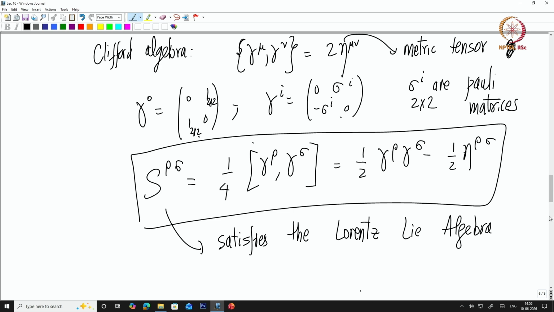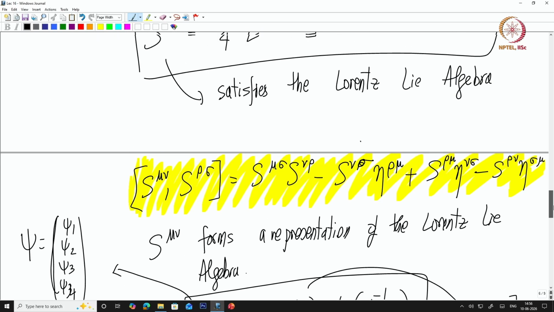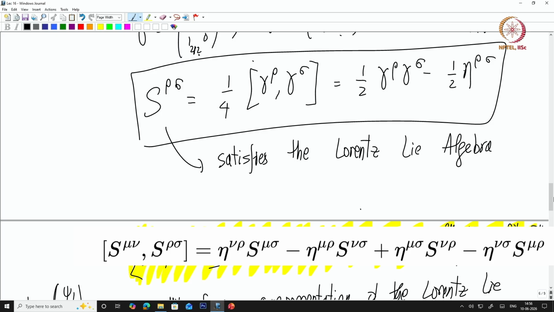The fun part is this commutator of the gamma matrices satisfies the Lorentz-Lie algebra. That means if you take the commutators of two such commutators, because rho can go from 0, 1, 2, 3 and sigma also can go from 0, 1, 2, 3. Now, imagine that, how many commutators can you construct?